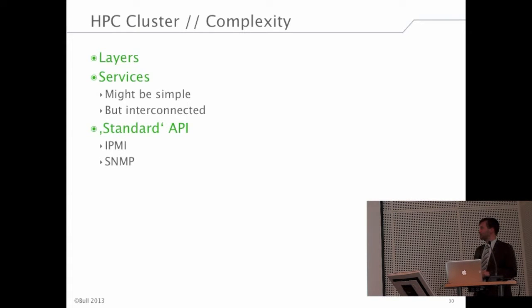Complexity grows. And we have so-called standard APIs. IPMI was brought to life in 1999 by Intel, and others have followed. But if you look at the IPMI implementation of different vendors, and I think one can include Bull too, it differs. So if you have a heterogeneous cluster, it's very hard to have a common IPMI access. And SNMP is the same. Various vendors have various implementations of their data structures, and it's hard to have a common way of handling these errors. And if someone decides to change his data structure, then you're screwed too.